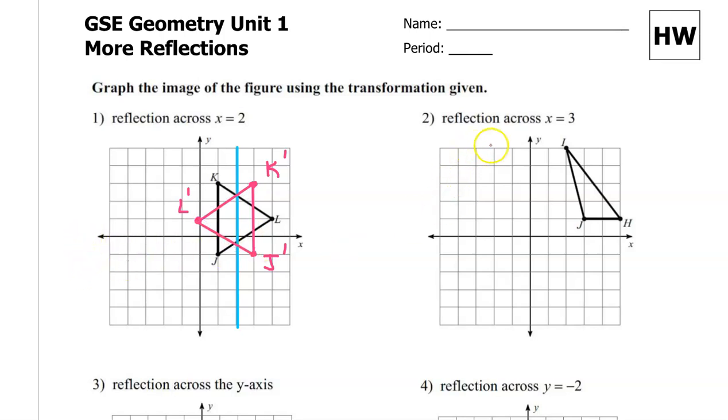Yes, kids, it's just that easy. So for problem number 2, we are reflecting across the line x equals 3. Remember, x equals a number is always going to be a vertical line. So we have a vertical line at 3, which would be right here.